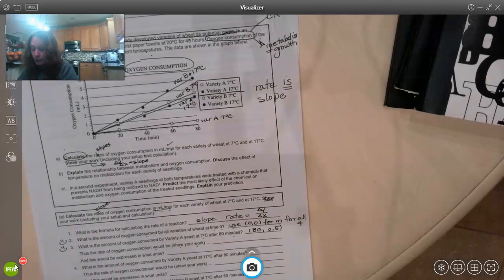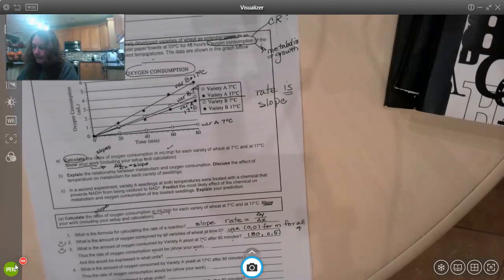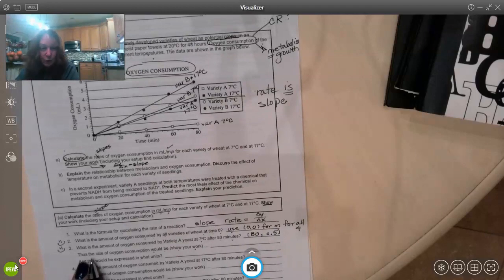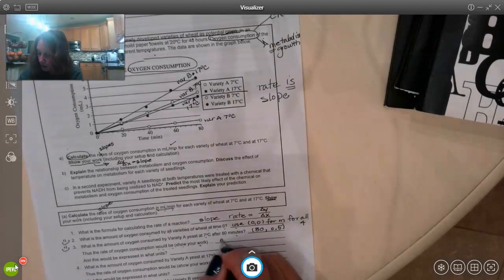So on down through here, they're walking you through just what you're going to use for your points. Here, they're continuing this. Therefore, thus, the rate of oxygen consumption would be, show your work. So this is on the back.